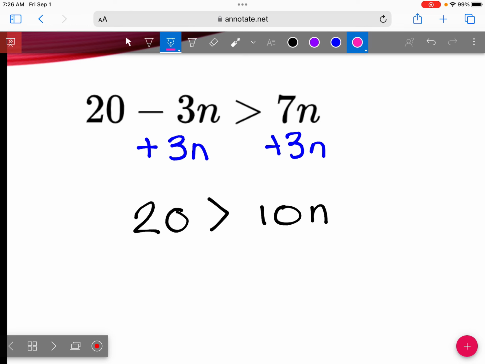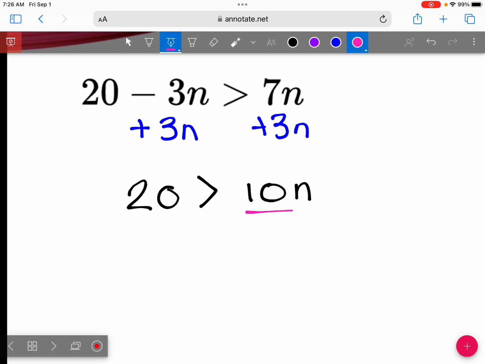And what do we do to get n by itself? Divide by 10. To get that n is, which one, greater than or less than? Do I have to change my sign here? Nope. If it's not negative, drop it down. 20 divided by 10 gives us 2.